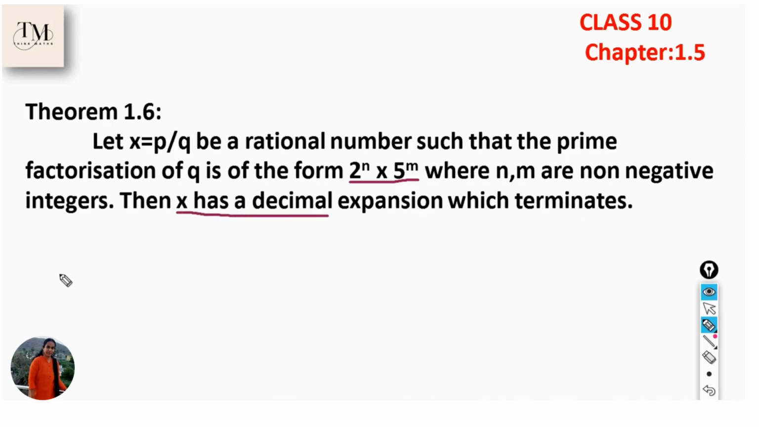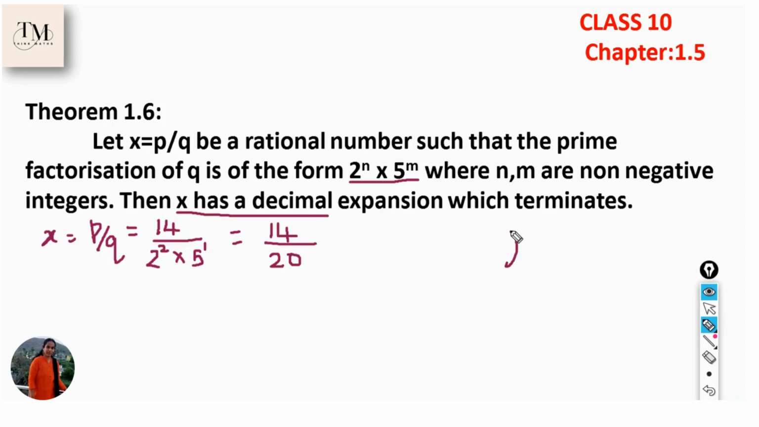Okay children, let me take one example. x is equal to p by q. Suppose I take 14 divided by 2 power 2 into 5 power 1. They gave q is of the form 2 power n into 5 power m, so I can take 2 power 2 into 5 power 1. 2 power 2 is 4, so 4 into 5 is 20.